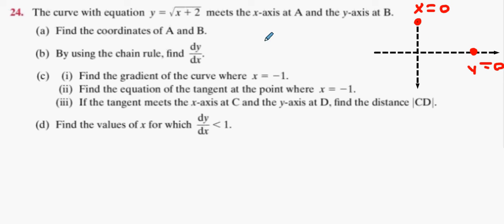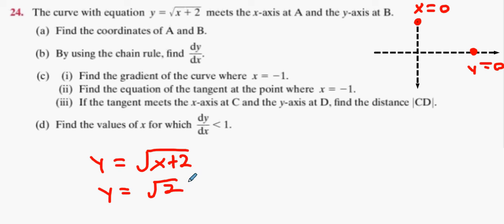So what we do first is we get this equation, which is y equals square root of x plus 2. And we sub in x equals 0. So this means y will equal root 2. That means this point here is (0, root 2).